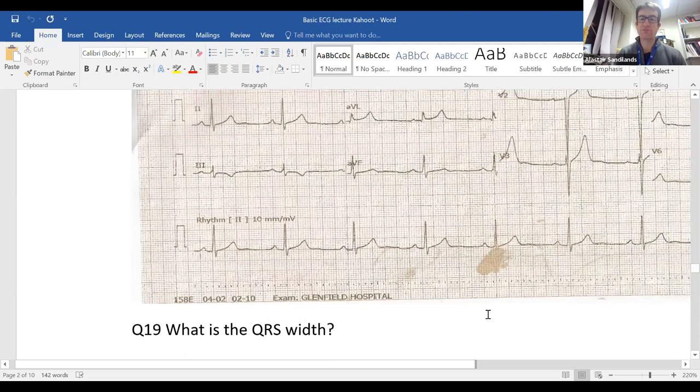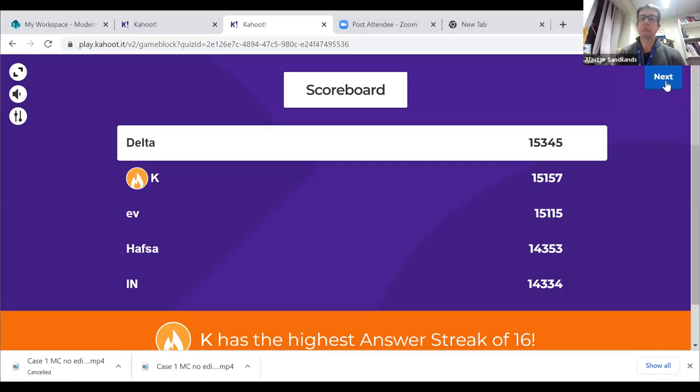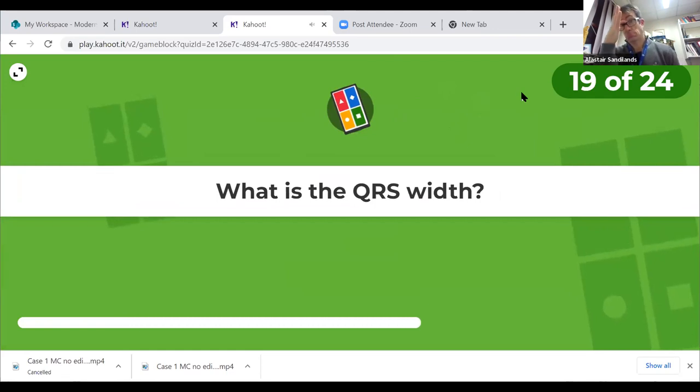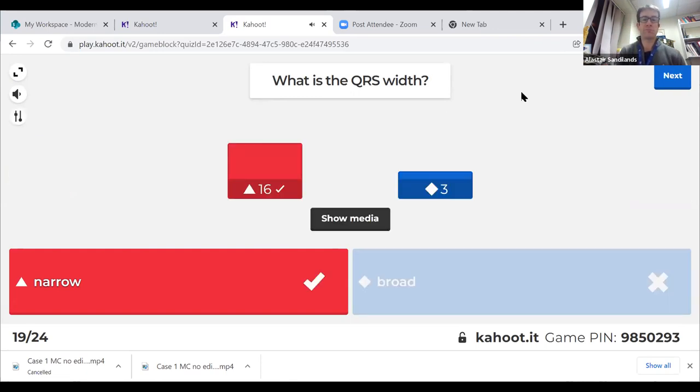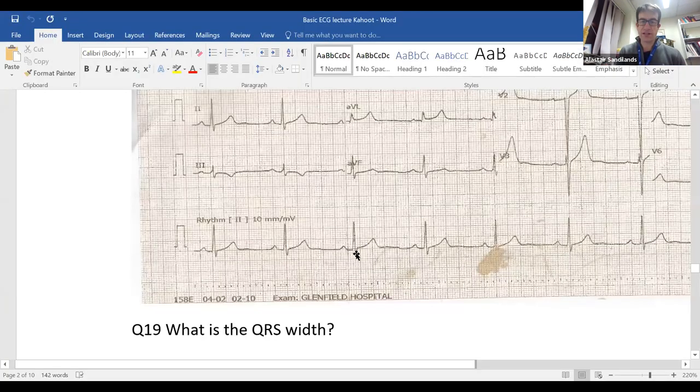Yeah, so narrow. Let's have a look at this. It's very narrow, less than 3 small squares. You can put a pencil over that and you cover up all the QRS. It's a narrow QRS, okay? On all of them, very narrow, less than 3 small squares, narrow.